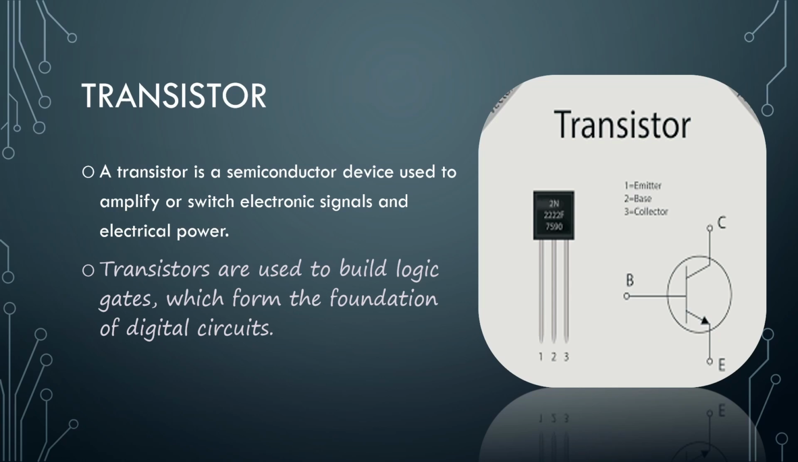A small input current at the base terminal controls a large current flowing between the collector and emitter terminals. Switching is another operation of it. By applying a voltage to the base, the transistor can turn on, allowing current to flow, or off, stopping current flow in a circuit.